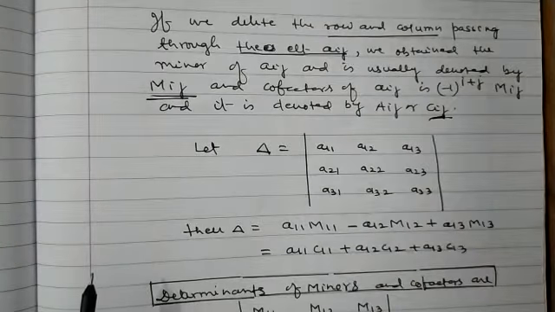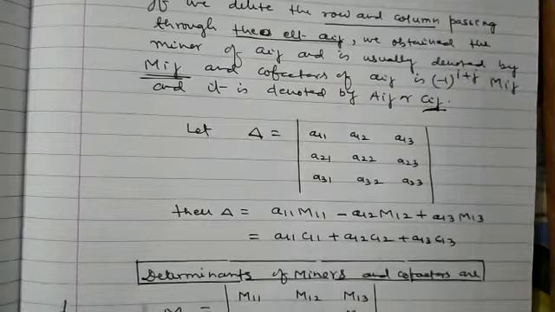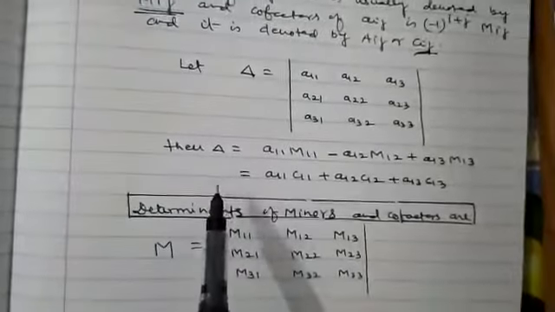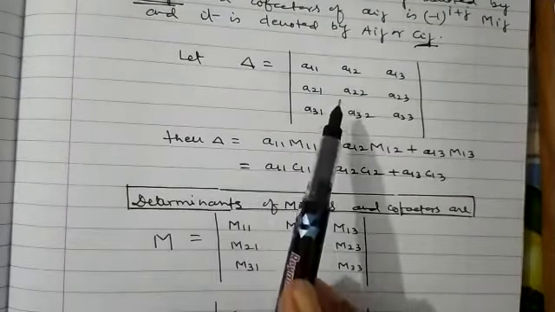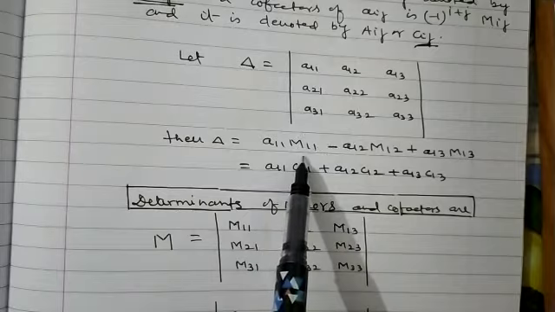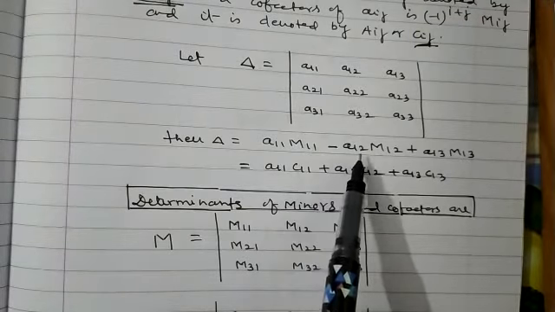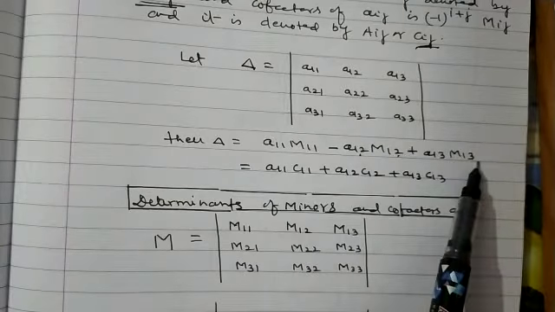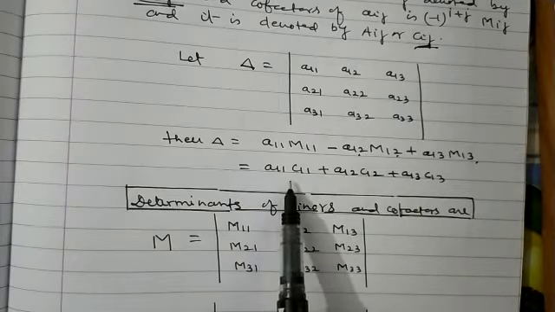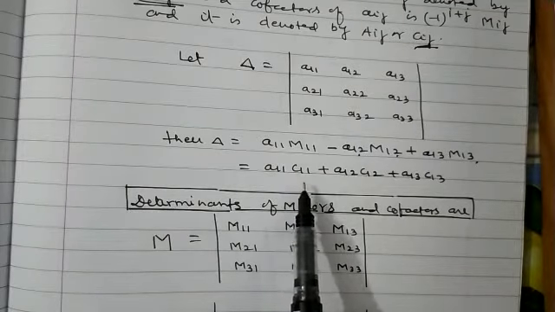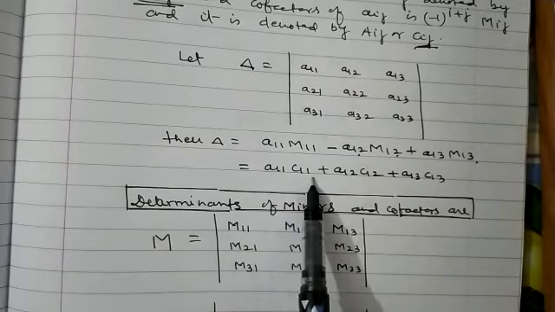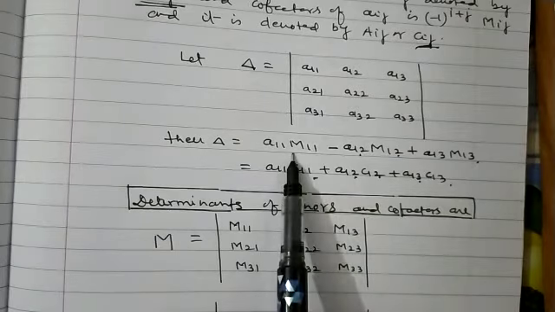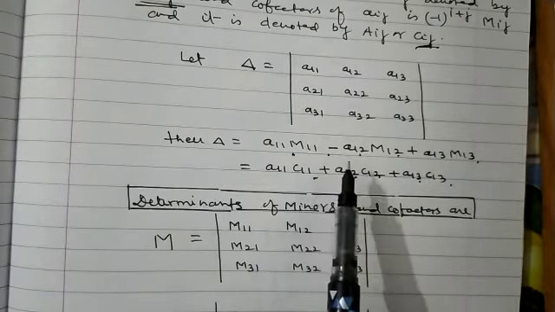So my dear loving students, now I expand this determinant with respect to the first row. See here: A11 M11 minus A12 M12 plus A13 into M13. In terms of cofactors, it is A11 C11, A12 C12, A13 C13. And it is written in terms of minors. How will you get the minor?